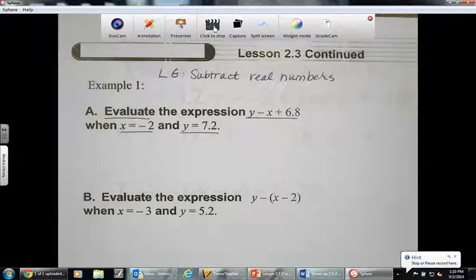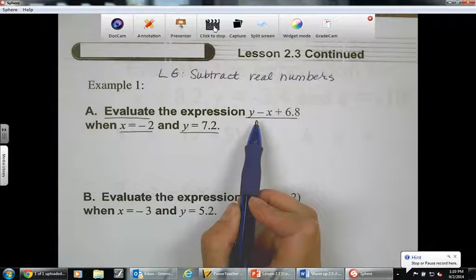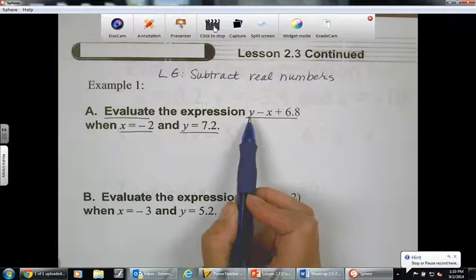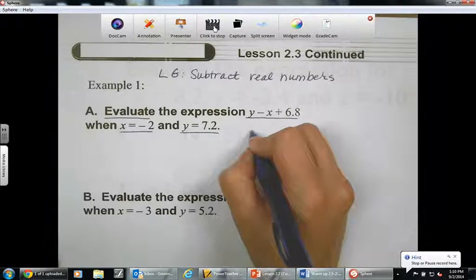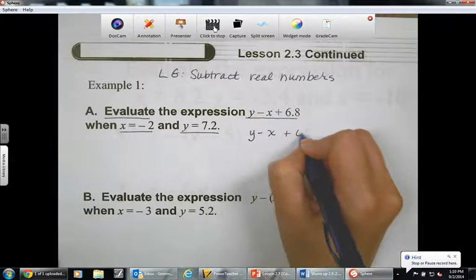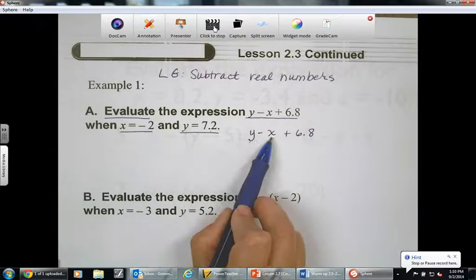All right, so after you copy these down, this first one, these are going to get a little tricky. They're going to get tricky because we're going to have a lot of subtract negatives and opposite ofs in here. I would start by copying down this. So I have y minus x plus 6.8. And I'm going to replace the y with the 7.2 and the x with the negative 2.